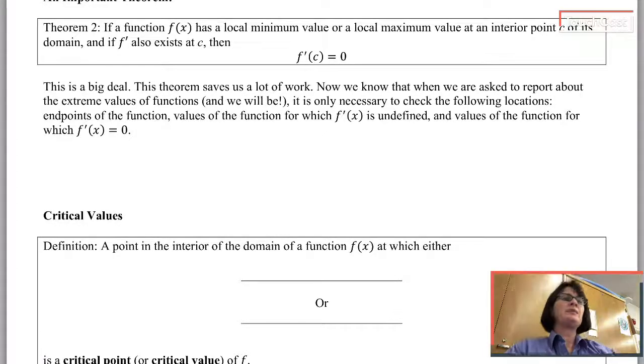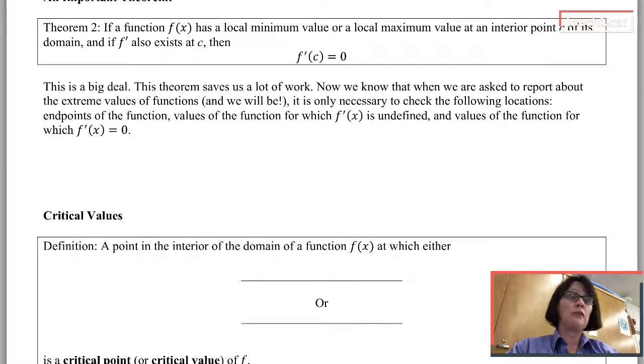All right, we're at the top of the next page. We said that anytime a function has a local minimum or a local maximum at an interior point, if the derivative is defined there, then the derivative there must be 0. There will be a horizontal tangent. So this is a big deal.